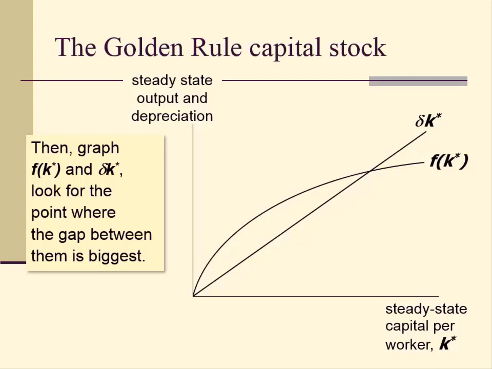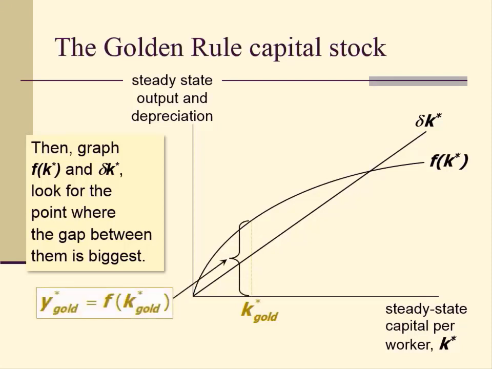And there's no dynamics in this graph as we are in a steady state, because you're comparing different steady state capital per worker, which corresponds to the biggest gap between f of K star and delta K star. And that gap is largest at this point. And you call this point K star sub gold, or the golden rule level of capital stock per worker.